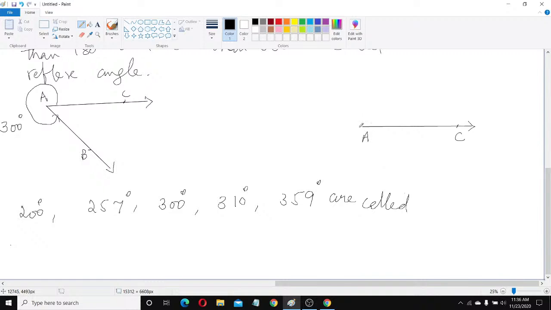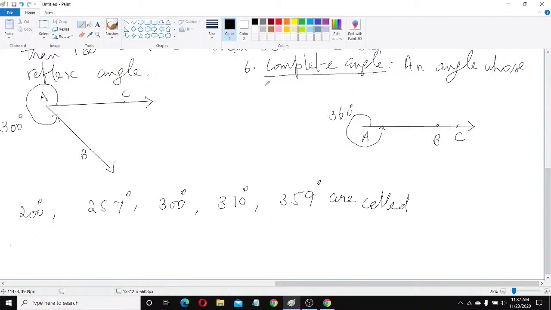In the reflex angle, just now I explained. Now this AB ray has completed one round. So AB ray and AC ray coincide with each other, children. So here AB ray completed one round. If you measure by using a protractor, it is 360 degrees. So exactly 360 degrees is called a complete angle. The sixth type, complete angle.